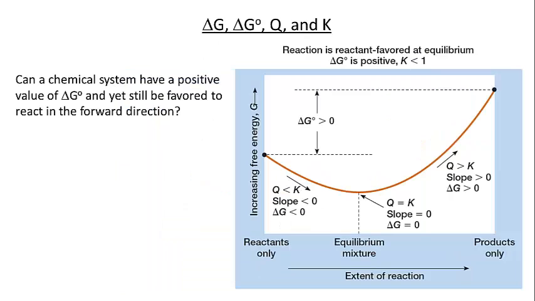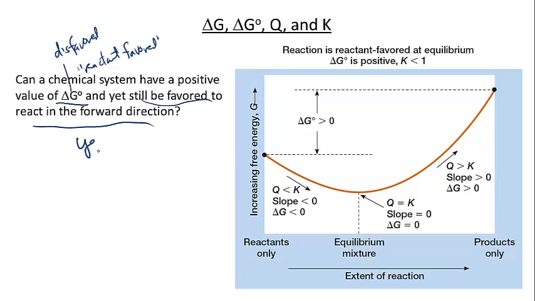So the question then is, can a chemical system have a positive value of delta G0, yet still be favored to react in the forward direction? So you know that a positive value of delta G0 is a disfavored reaction. It's disfavored to make products, so it's reactant favored. And so the question is, can it react at all in the forward direction, or does the fact that it's disfavored mean it doesn't react in the forward direction? And the answer is yes, it can.